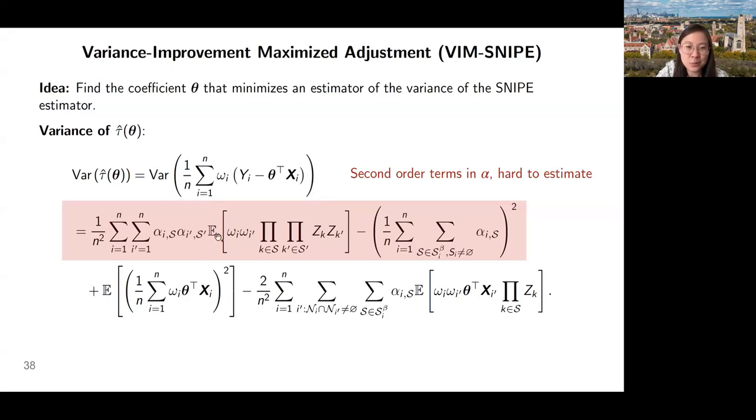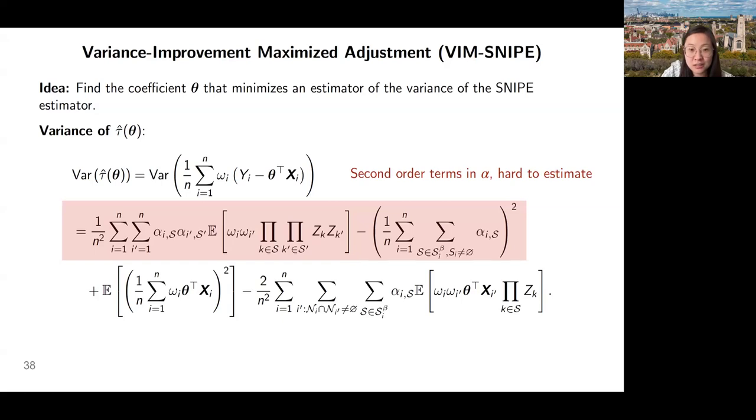If we look at the variance form, there are terms that are second order in the alphas, and then there are terms that are first order and zeroth order. The problem with the second order terms in alpha is that they're hard to estimate. Even if we can come up with conservative variance estimators, they're only conservative, they're not consistent. That's challenging because if we can't estimate that in a good way, then we can't find the coefficient by minimizing the estimator of the variance. But the good part is, if we look at the second order terms here, yes, they're complicated, but they don't actually depend on the theta.